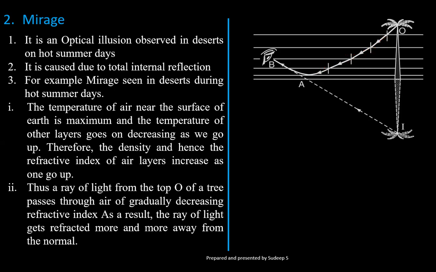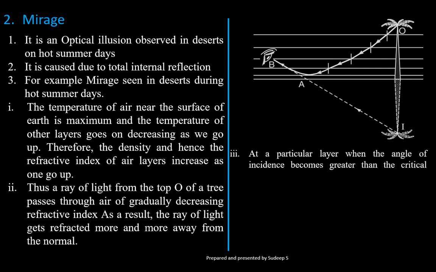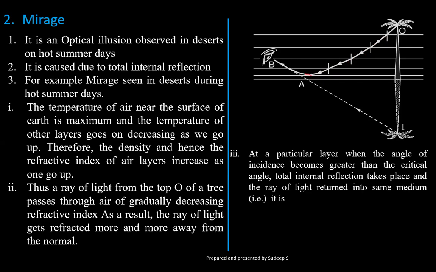At a particular layer, when the angle of incidence becomes greater than the critical angle, तो यहाँ वो एंगल रहेगा जब मेरा एंगल ऑफ इंसिडेंस will be greater than the critical angle. So in this case, the total internal reflection takes place and the ray of light returns into the same medium. Okay, it returns to the same medium, that is, it is reflected upward.